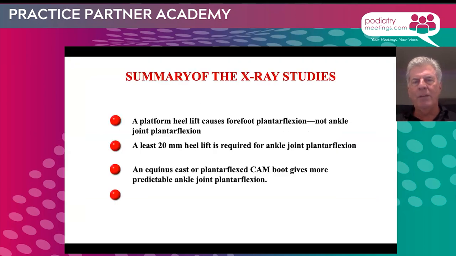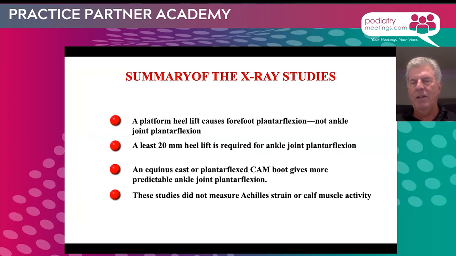And we need 20 millimeters of lift before we begin to see the ankle joint actually plantar flex with the tapered wedges. Now, to keep in mind, these studies just measured skeletal position with X-ray. They didn't really measure Achilles strain or calf muscle activity, which could totally be distorted by physiologic response of the patient. So we have to observe the results of these studies carefully.